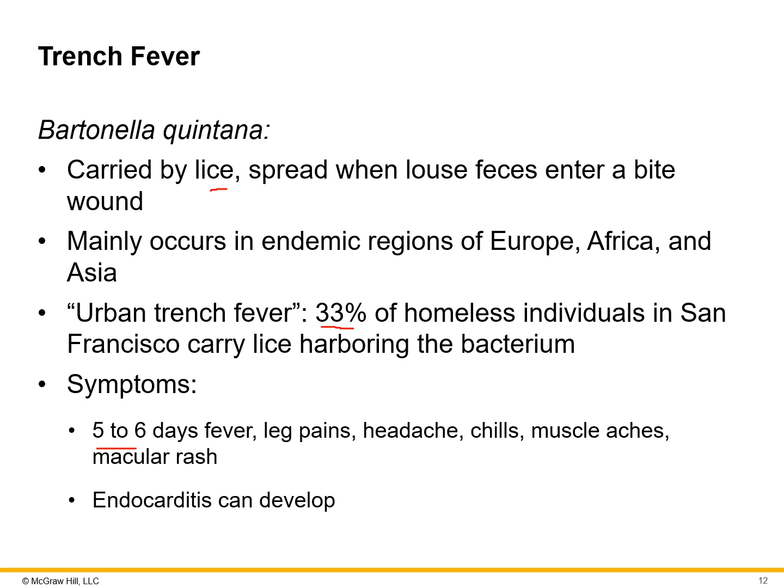Symptoms show up with almost a week of fever. They have leg pains, headaches, chills, muscle aches, and a macular rash can occur. And again, because we are talking about cardiovascular disease, it can also cause endocarditis.